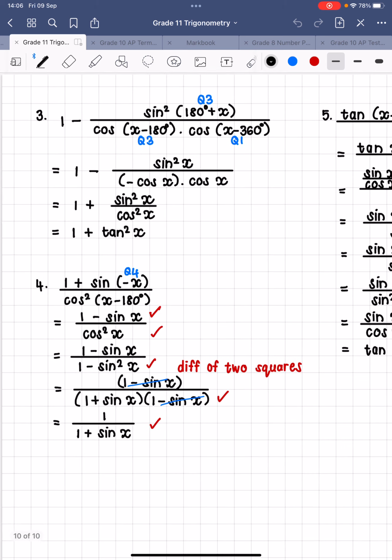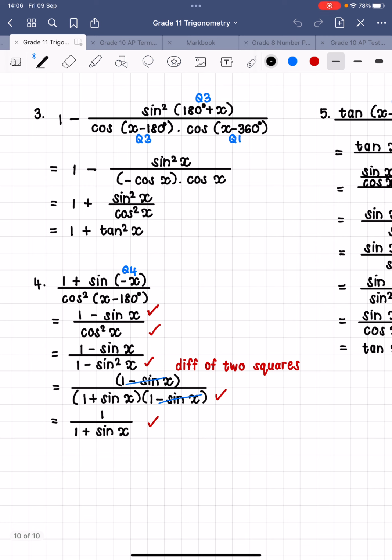So for number 3, you can see here that at the top of the fraction we have sine squared. It doesn't matter which quadrant it's in. 180 plus x is quadrant 3, but because it's sine squared x, it's always positive. So that will make that whole sine squared x positive. You will get a mark for that.